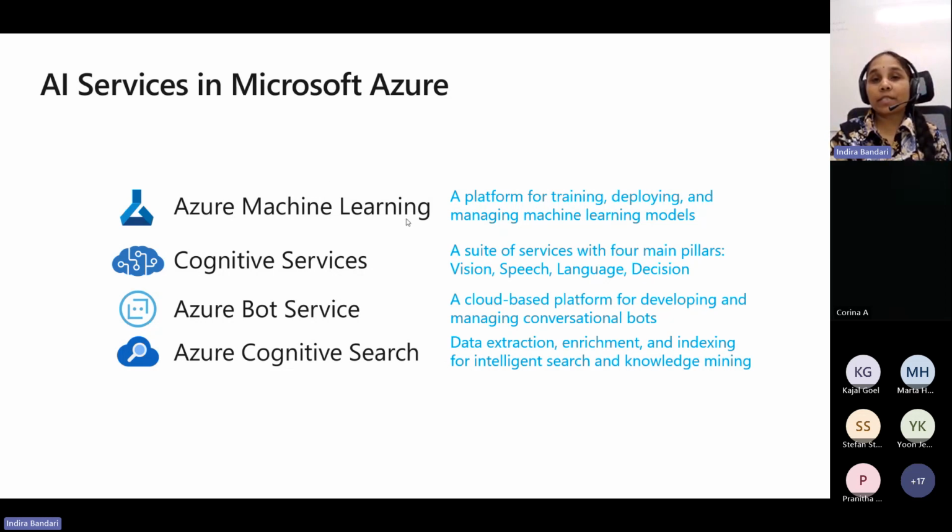And if you go to Azure Machine Learning, this is a platform where you train and deploy machine learning models. We will dive deeper into Azure Machine Learning. I think it will be the lab today.